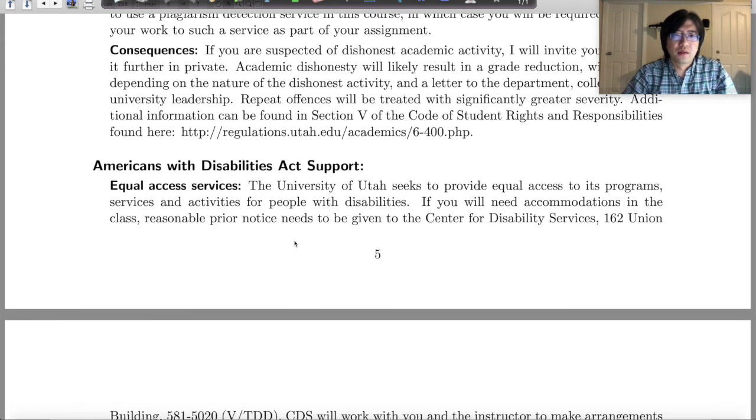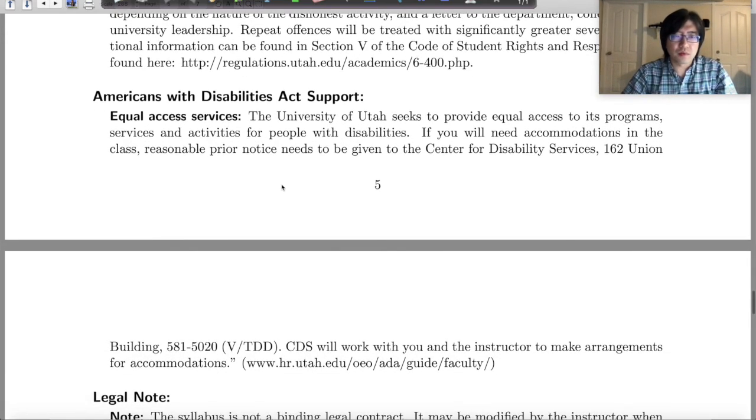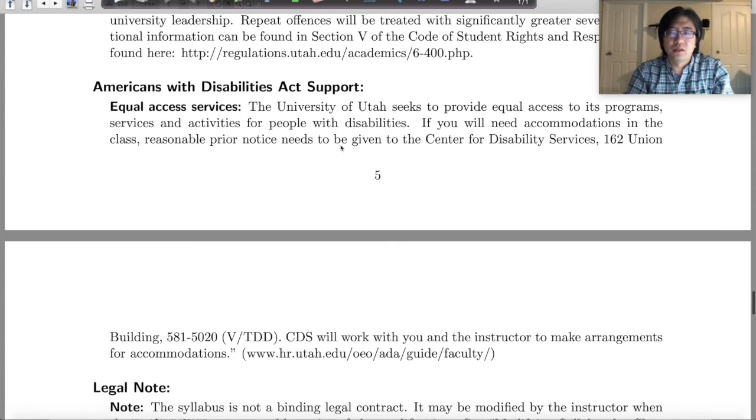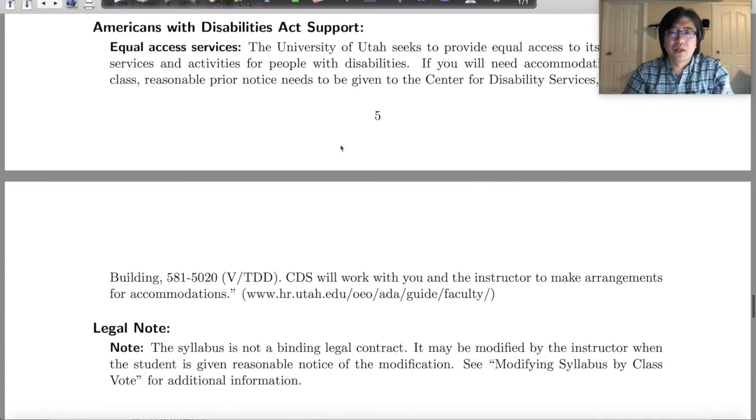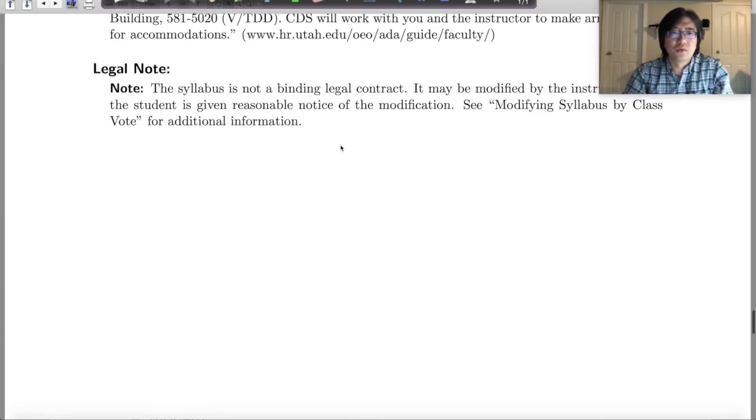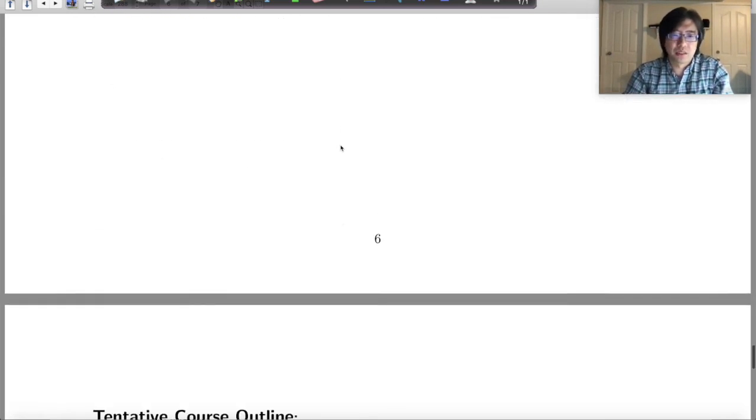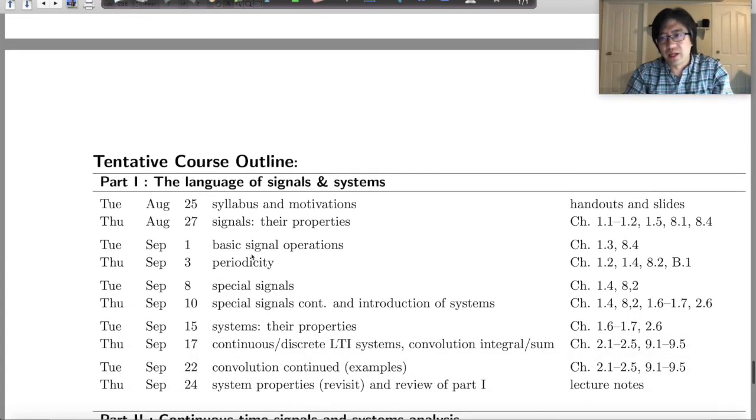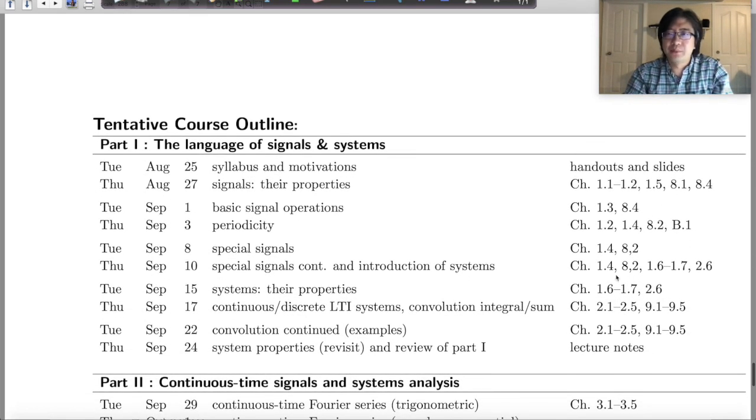Okay, great. We also support the Americans with Disabilities Act. I think there are some people with disabilities in this class, so we will try our best to support you. Let me know if you need any other help. That's basically pretty much it for the syllabus, and you can see the tentative course outline here. All the chapters I put here are chapters from last year's book, the first book.